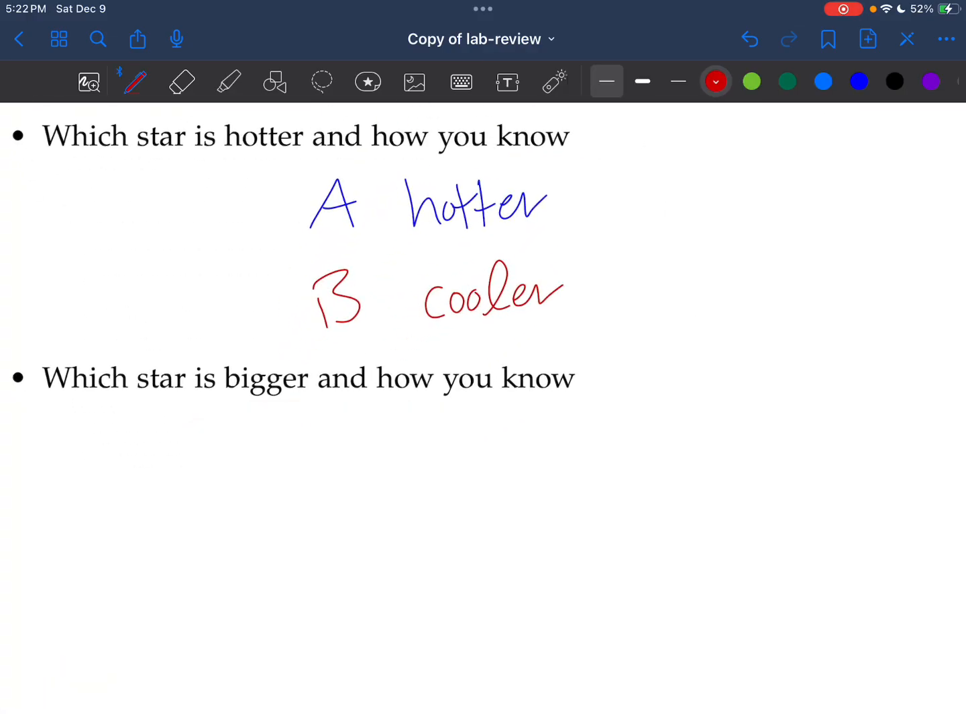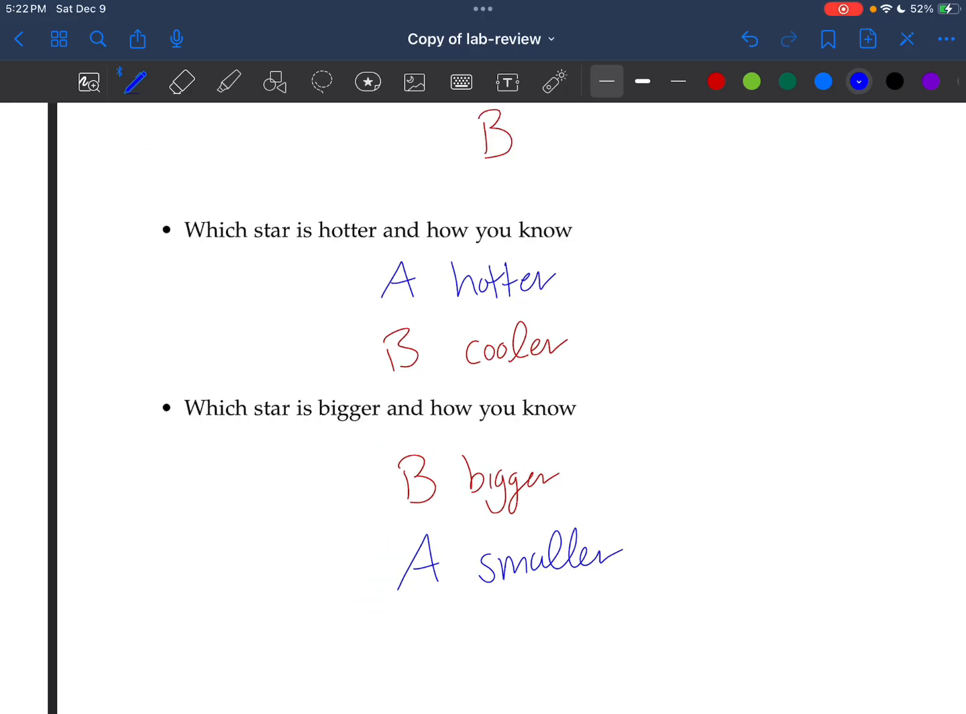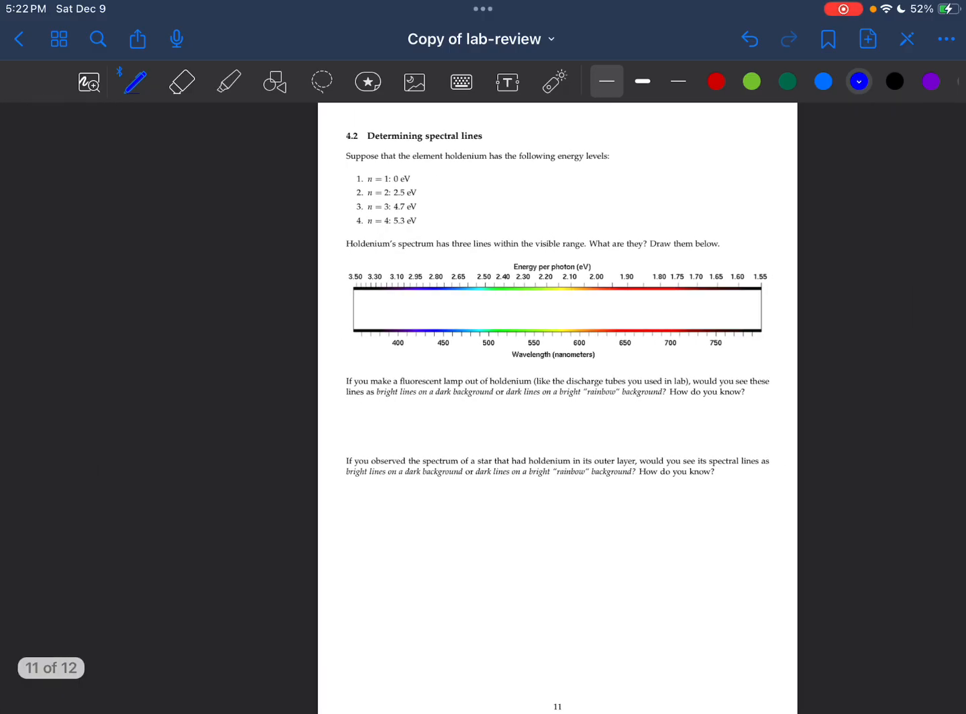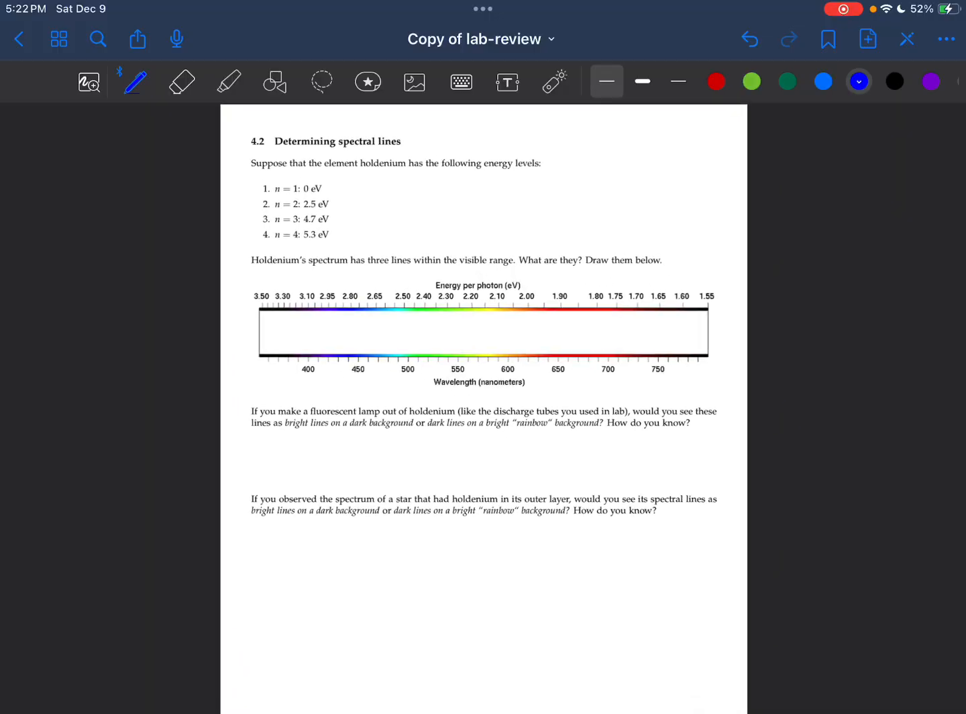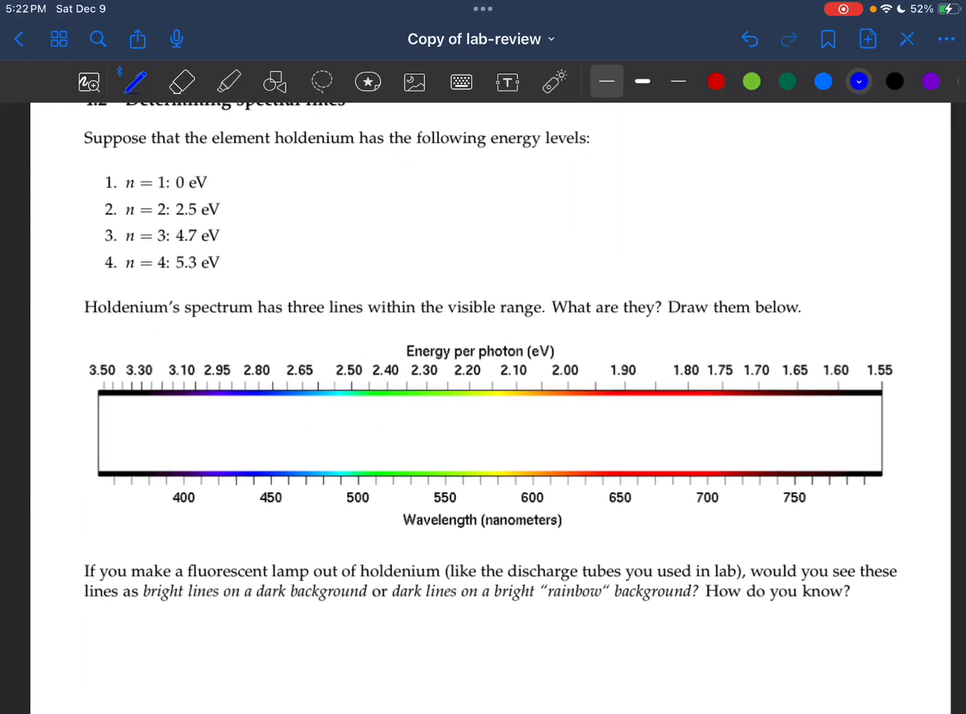So which star is bigger? That'll be star B is bigger and A is smaller. Okay. All right, we're in the final stretch. We're just looking at a couple pages of spectroscopy now.